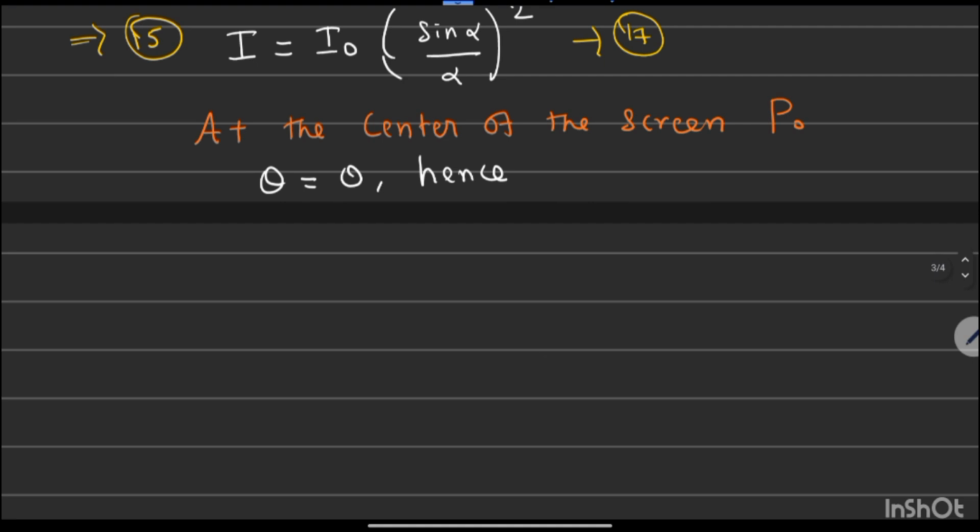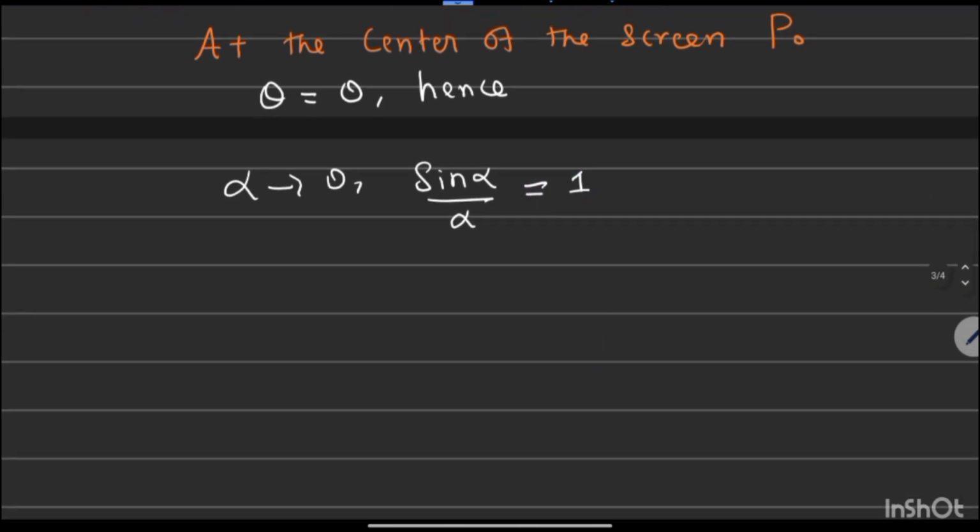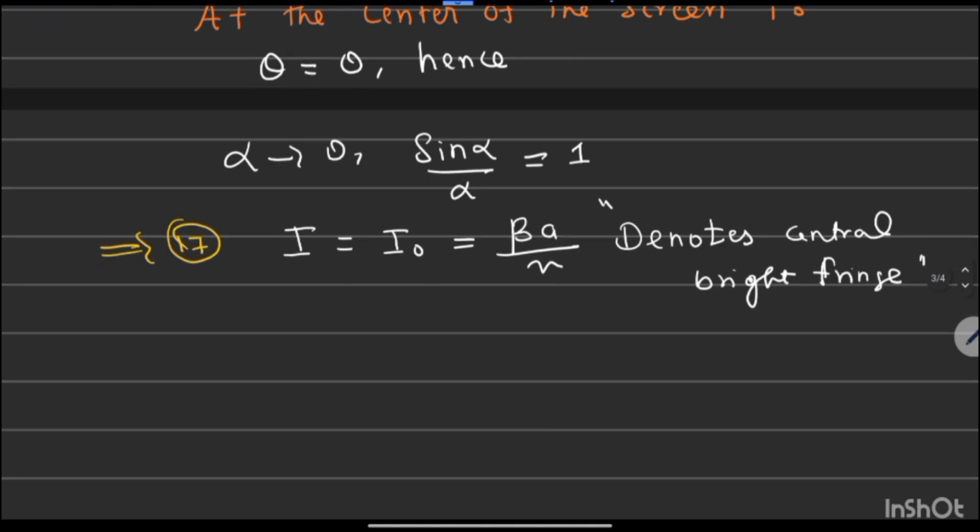We know at the center of the screen, at the point P naught, theta is equal to 0. Sin alpha by alpha in the low theta limit goes to 1, so alpha by alpha will be 1, and we get intensity I is equal to I naught, which is equal to beta a by x, denoting the central bright fringe.